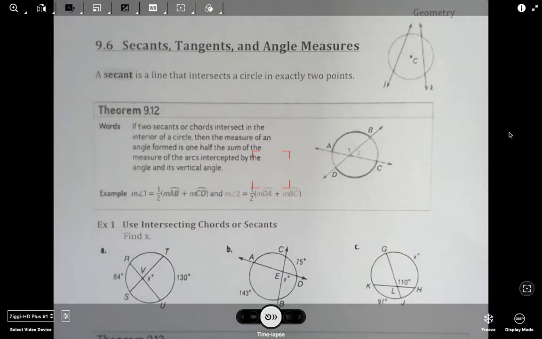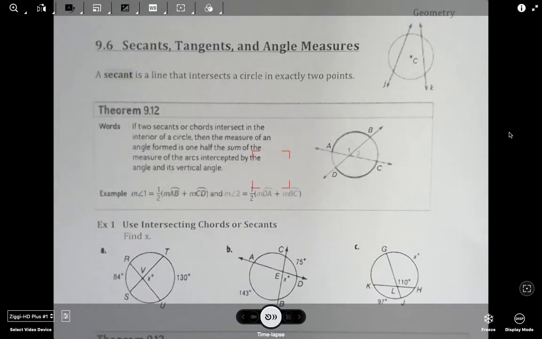So, secants, tangents, and angle measures. Basically, you've got a lot of lines running through a circle, and you're trying to figure out some angles associated with them. There are patterns to these according to how the lines are intersecting with one another, okay? So, yesterday we dealt with tangent lines.